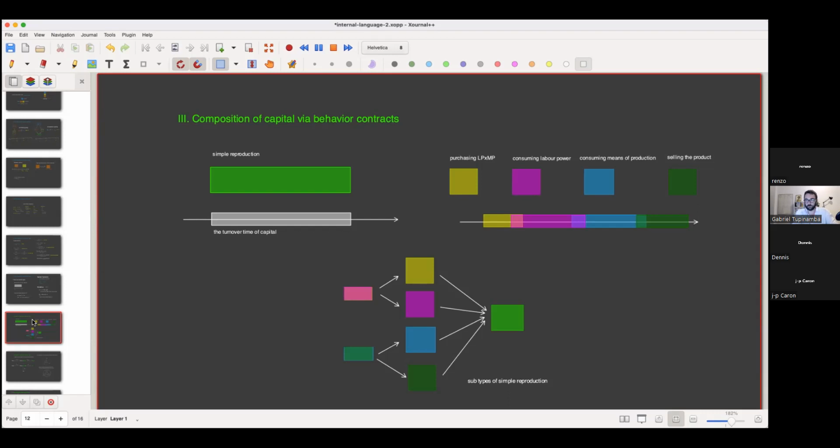My first assertion here is that capital is something that happens over time, right? Capital is not an instantaneous phenomenon. It's not an atemporal thing. It's something that takes time, right? Marx himself has many references to time when he's describing these processes, right? The first being the turnover time of capital itself, which last time, Renzo, you presented this nice diagram for, the difference between simple and expanded reproduction.